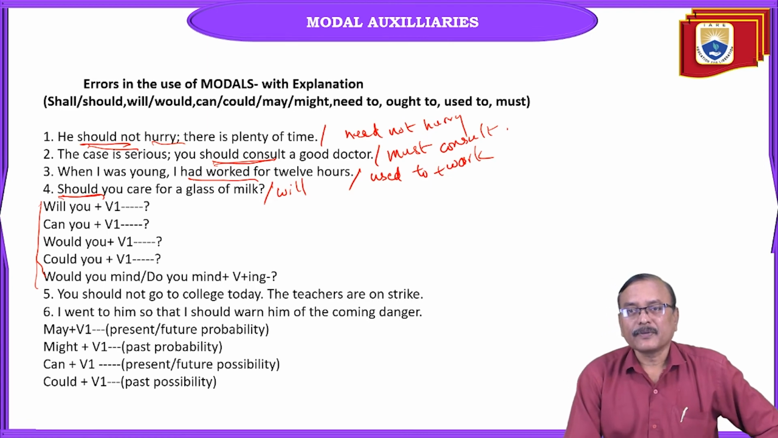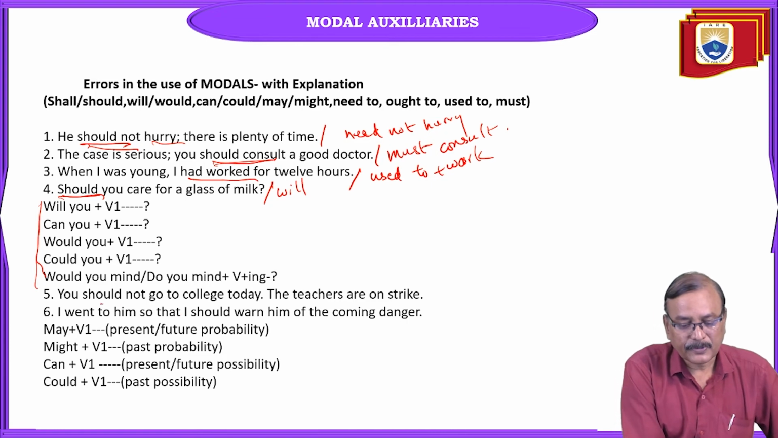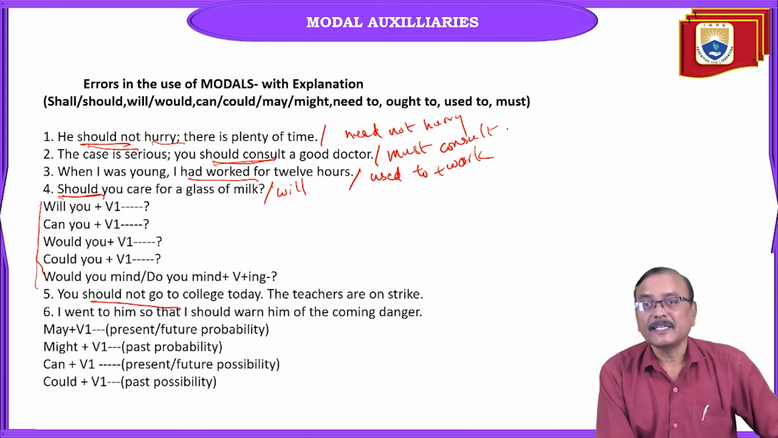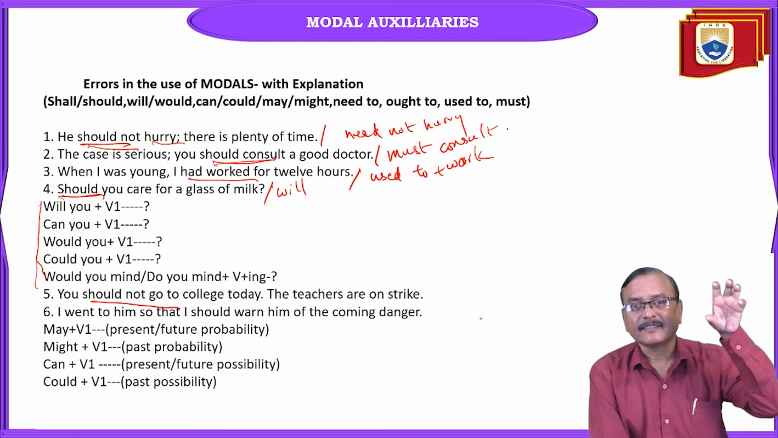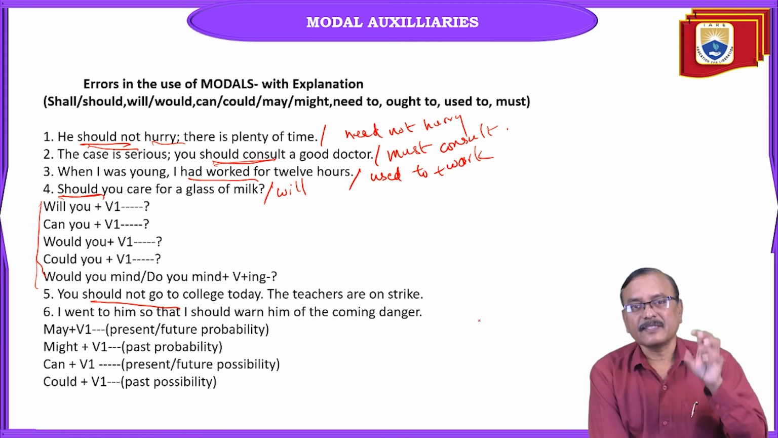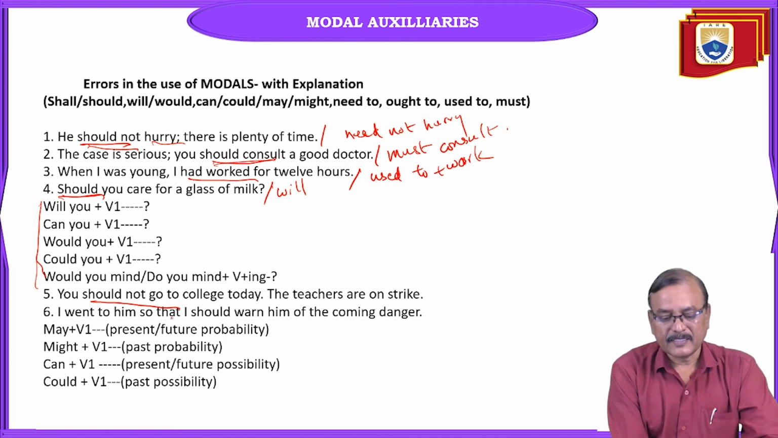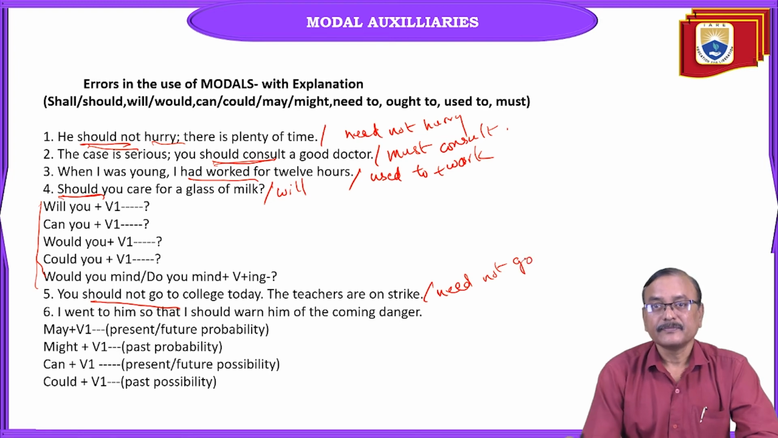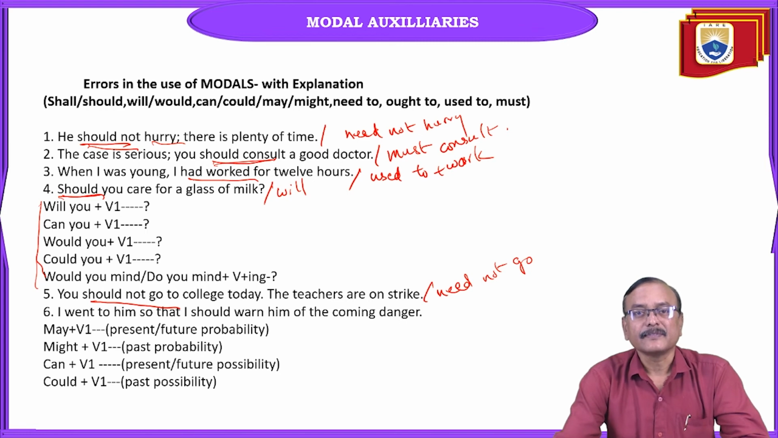You should not go to college today. You should not go to college today. The teachers are on strike. When the teachers are on strike, why should you not go? "Should not go" here is just like an instruction, a strong advice or instruction. Is it clear? Right? So here, instead of should not, better use, okay, you need not. You need not go to college today because the teachers are on strike. So there is no need.